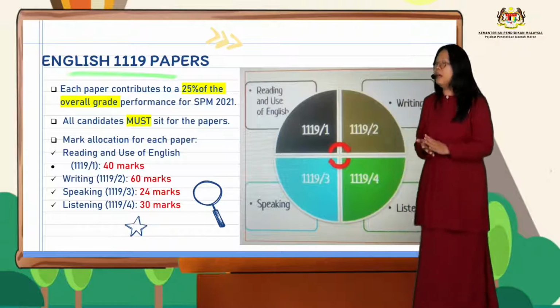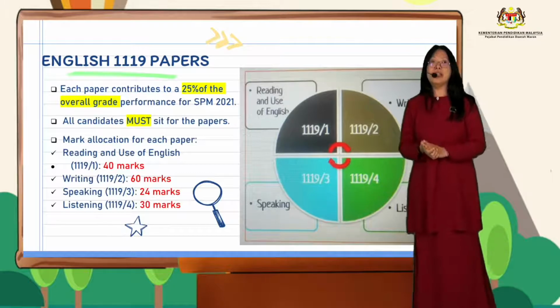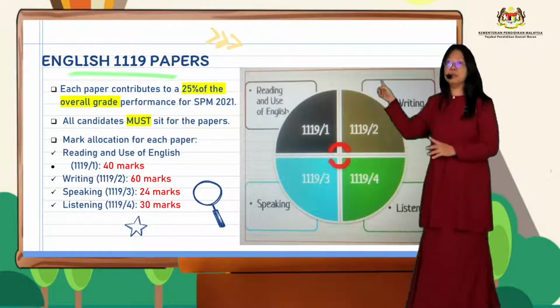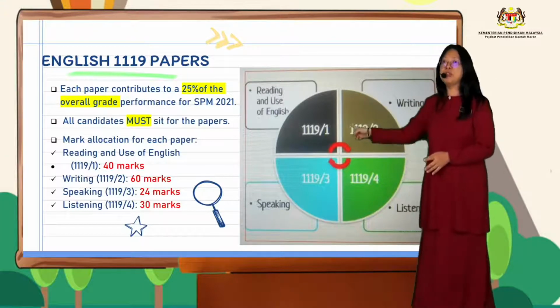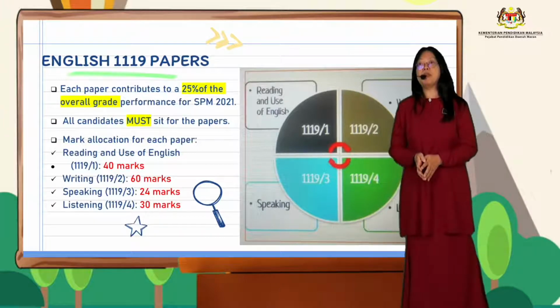The mark allocation for each paper is: for paper 1, reading and use of English, 40 marks. For paper 2, writing, 60 marks. Paper 3, speaking, 24 marks, and paper 4, listening, 30 marks.